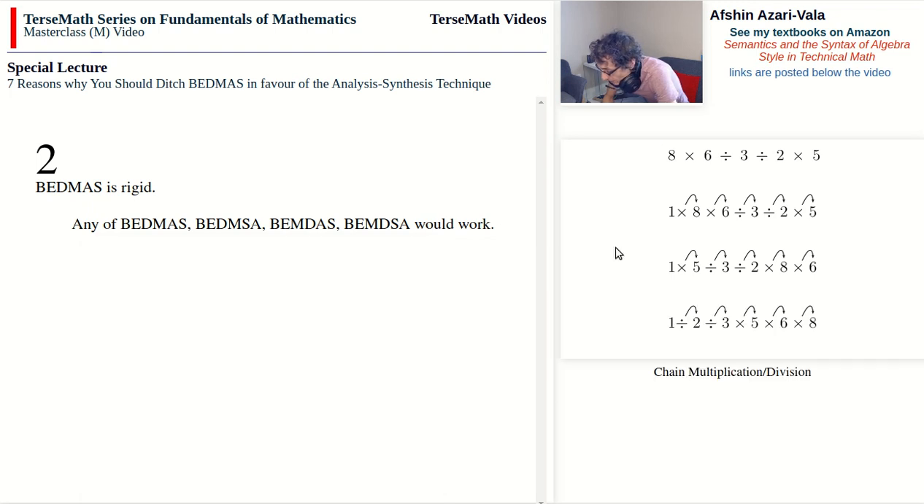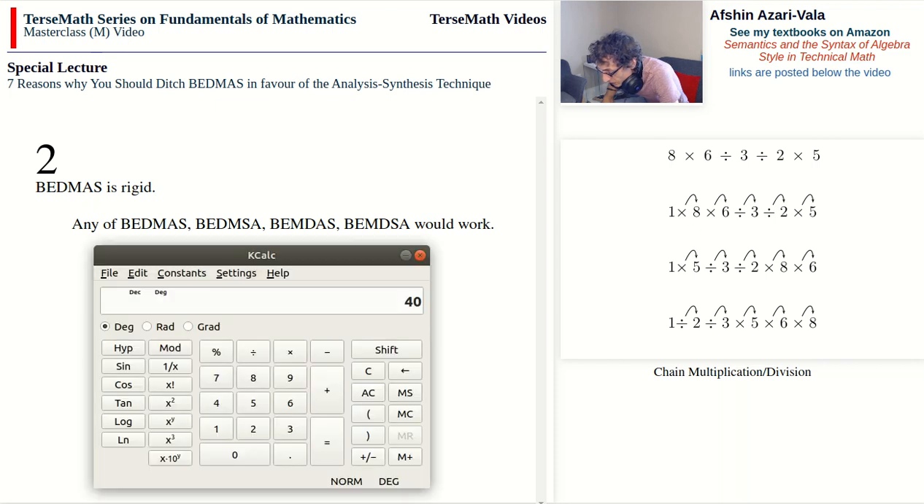Here's another sequence that's the same as what we had above. 1 divide by 2. Again, you notice that division by 2 stays the same in all three expressions. Then divide by 3 times 5 here and here. There is times 6 here and here, and there is times 8, which is here and here. And I would like to even try the last sequence to show you that we get 40 again.